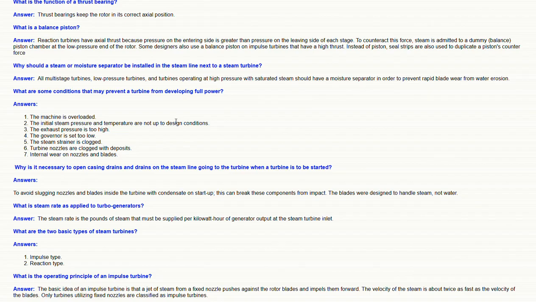We have to provide that to the oil, the lubrication pressure. Then next one, you can read a few things here. The machine is overloaded. That's fine. If the machine is overloaded, then the turbine will not go to full power. We have to cut off, and then we have to maintain it at full load. And then the steam pressure and temperature not up to the design. That we have covered. The exhaust pressure is too high.